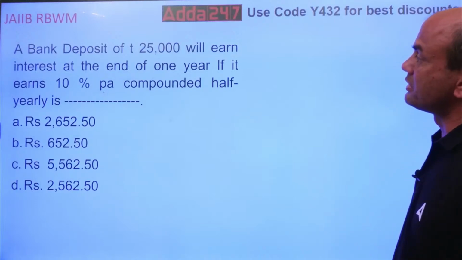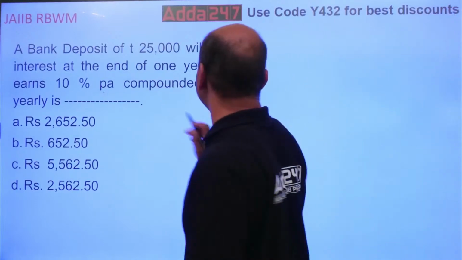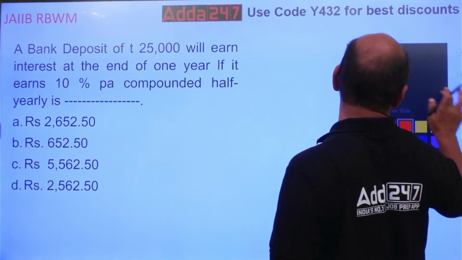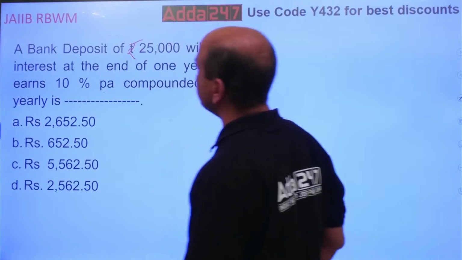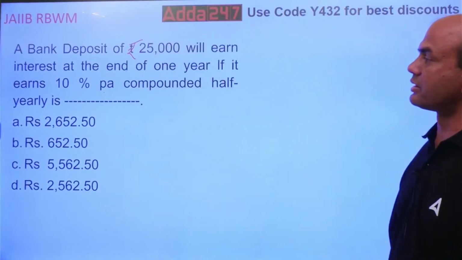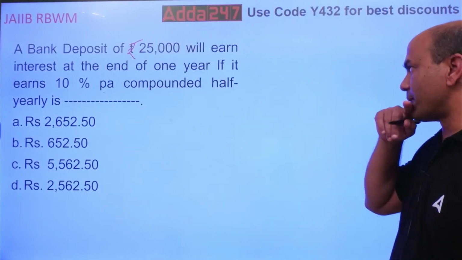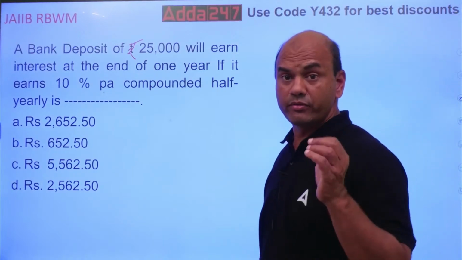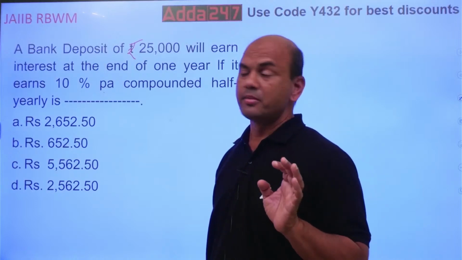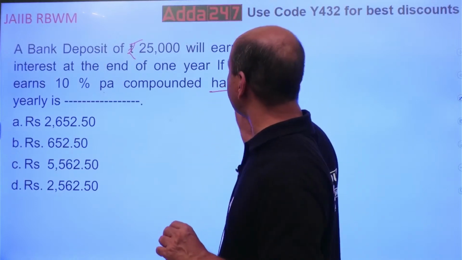A bank deposit of rupees 25,000 will earn an interest at the end of 1 year. If it earns 10% compounded half yearly, what will be the interest amount? Very important part over here, because here it is compounded half yearly.